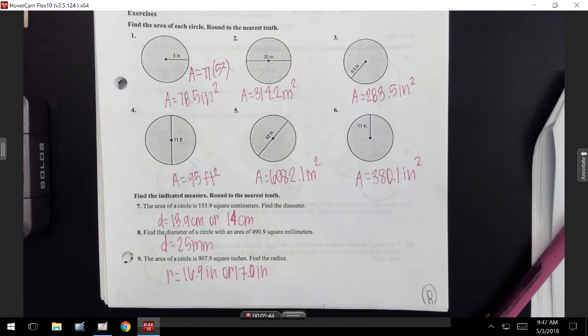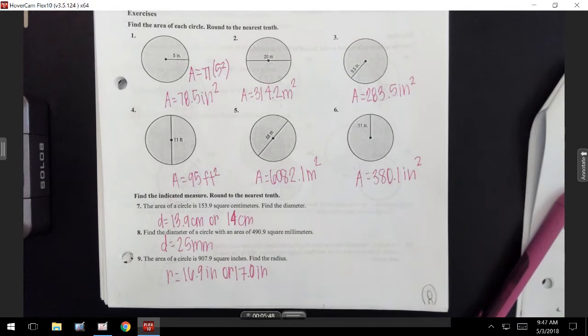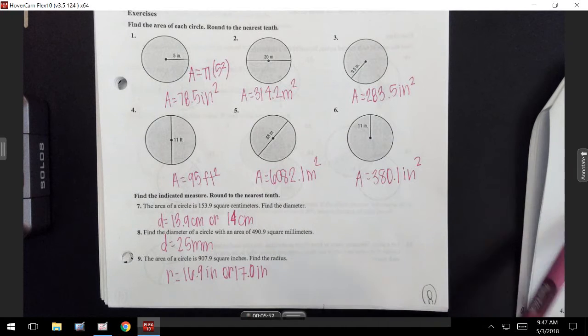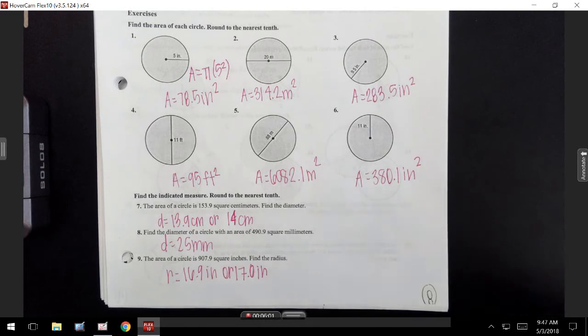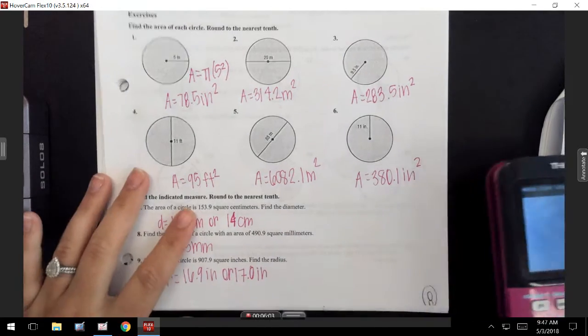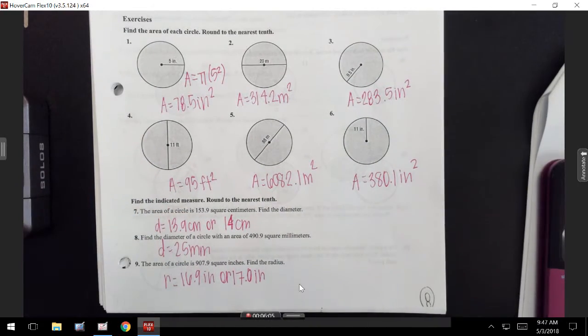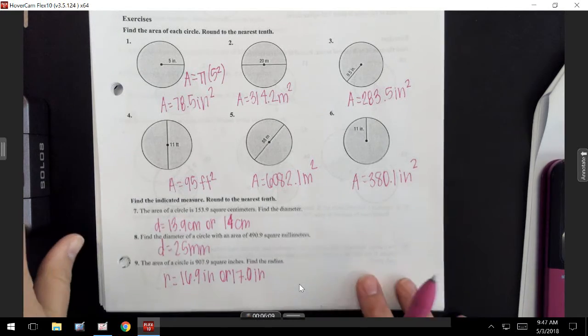If you're still working on 7, 8, and 9, that's fine. But at least check your answers for 1 through 6. Any problems on those? Be very careful how you plug it in your calculator. Okay, let's talk about 7, 8, and 9.